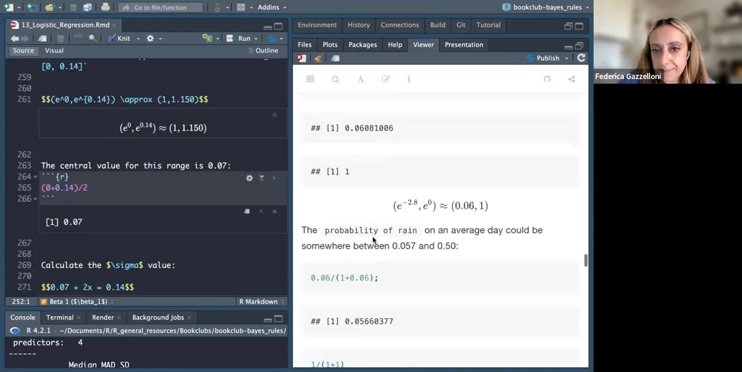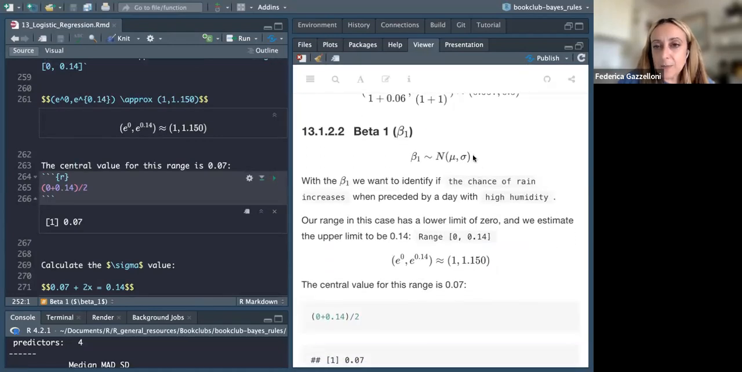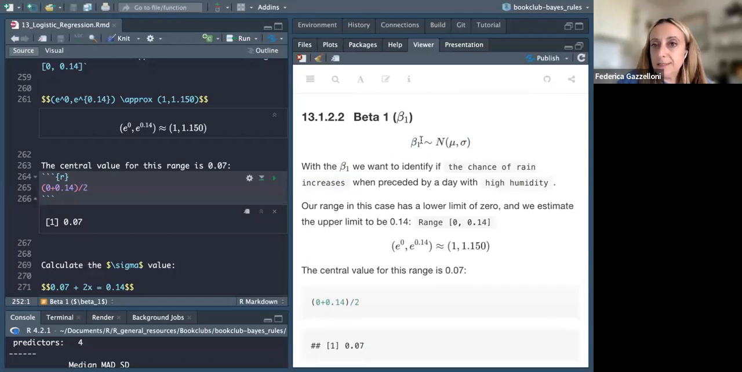Is this one here, as well as a normal distribution. And here again, we have an expected value and the sigma. How do we establish this value for the humidity at 9 a.m.? Okay, so with beta 1, we want to identify the chance of rain, that the rain increases when preceded by a day with high humidity.